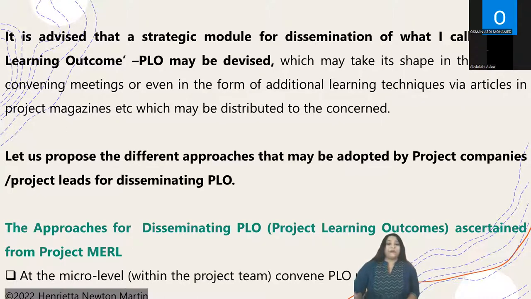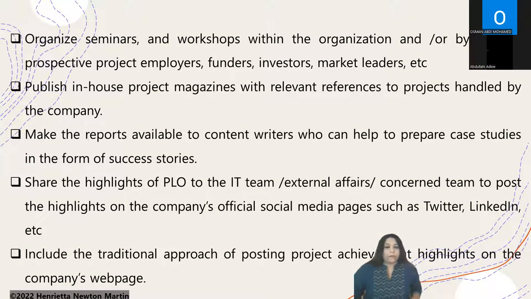So the approaches of disseminating PLO, project learning outcomes, is of course at the micro level as well as at the macro level. The purpose of learning is, of course, to learn from the mistakes of the project. The project team learns it, the project company learns it, depending upon what type of project, the employer, the stakeholders also, it lays a precedent for them. It also helps to launch this project company into the market. It also serves as an educational tool for students, and when it is documented and case studies are published in different project magazines, professional project magazines, and so on.